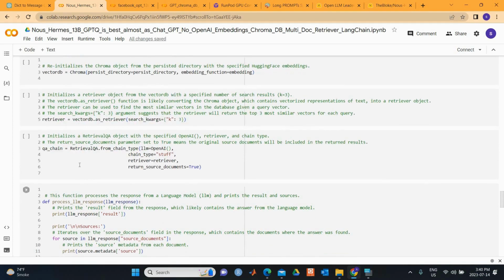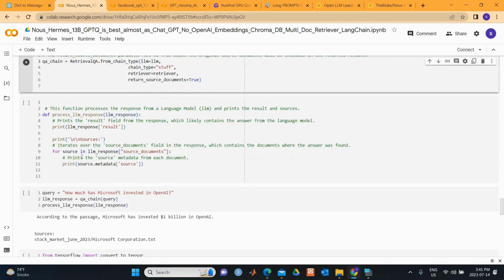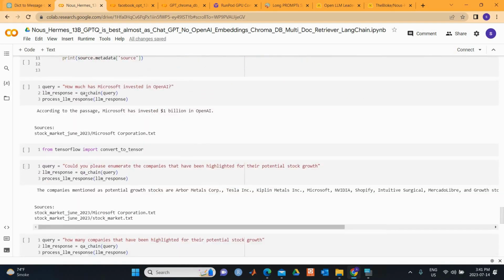Then we set up the retrieval QA object with the LLM. So here we have just an LLM, and then we have the retriever that we specify, the stuff chain type, and then we set return source documents equal to true. This function processes the response from a language model and prints the results and the sources. So let's look at the questions now.